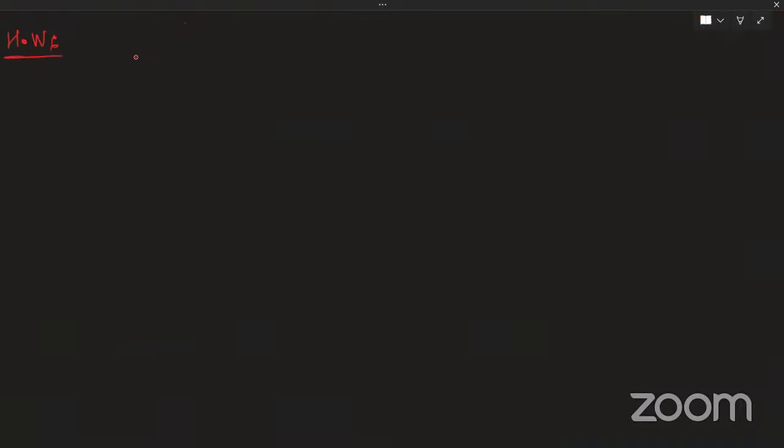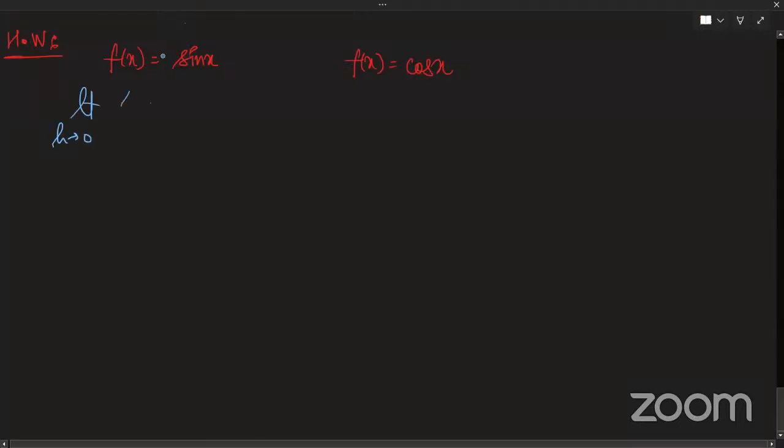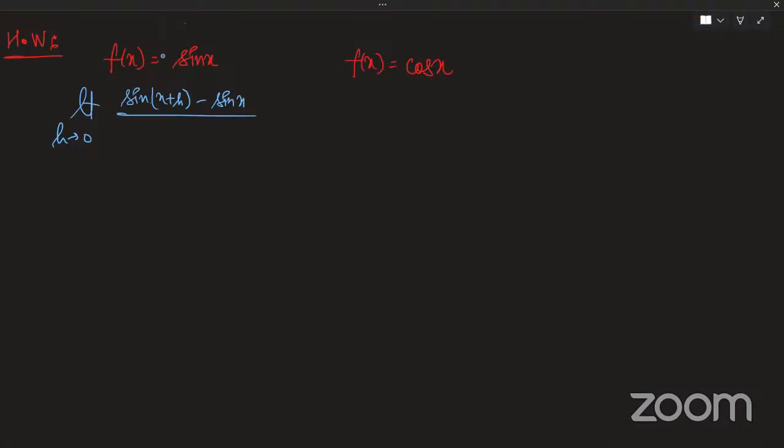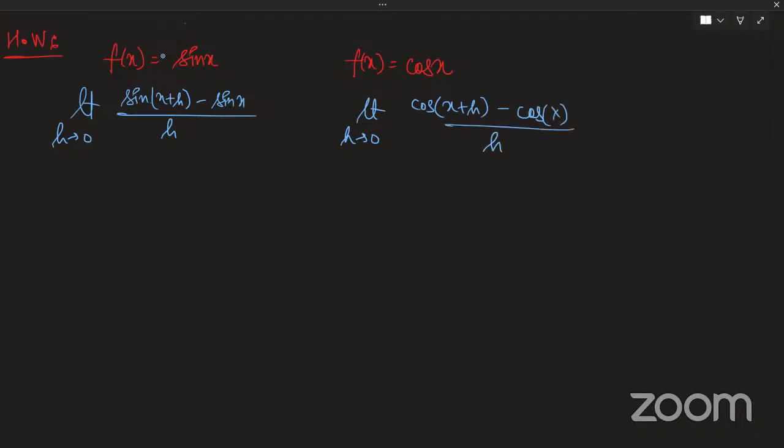I want you to check the derivative of f of x equal to sine x and f of x equal to cos x. How would you do it? You'll take limit h tends to 0, sine of x plus h minus sine x whole by h. And in this case, cos of x plus h minus cos x whole divided by h. In the first, you will apply the sine a minus sine b rule, and in the second, you will apply cos a minus cos b.